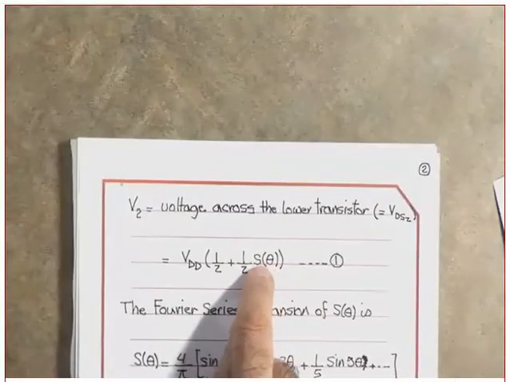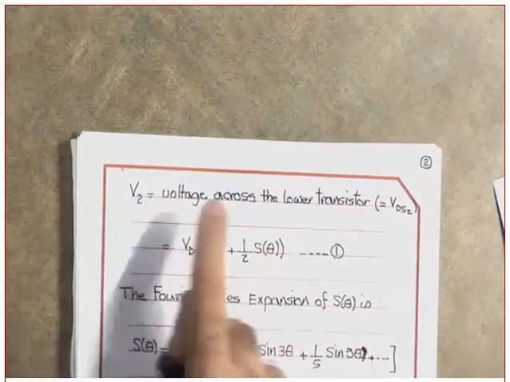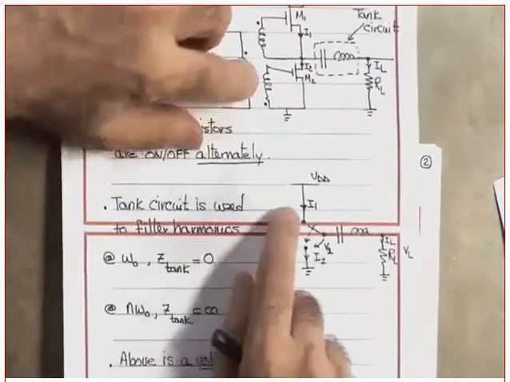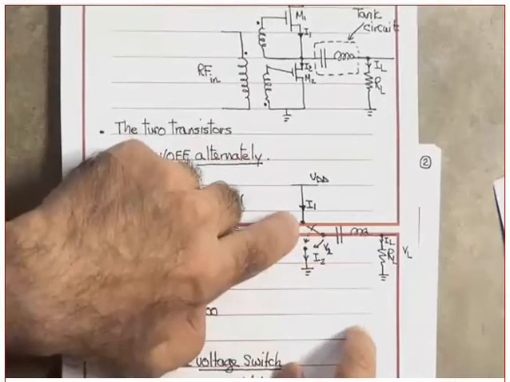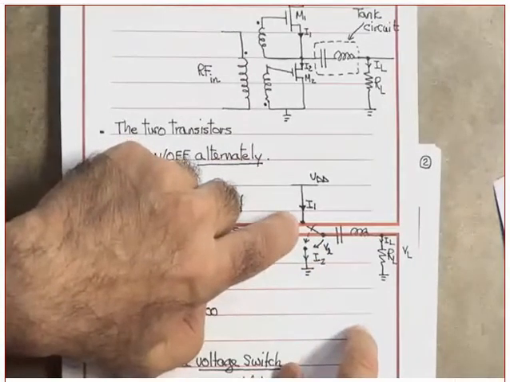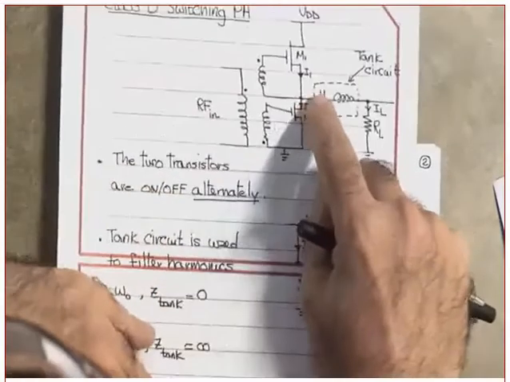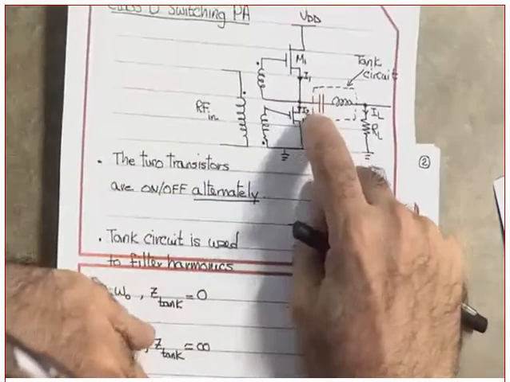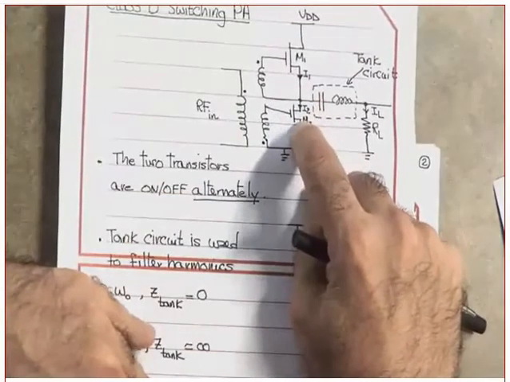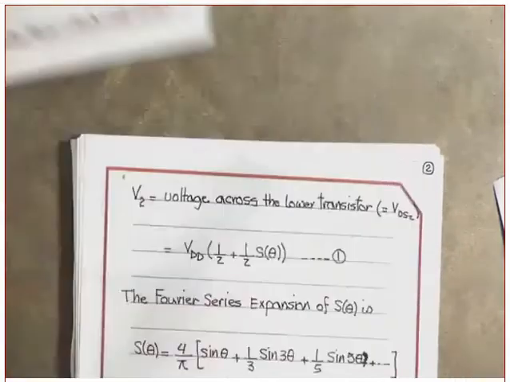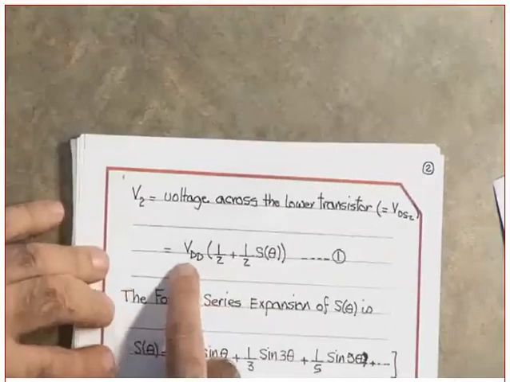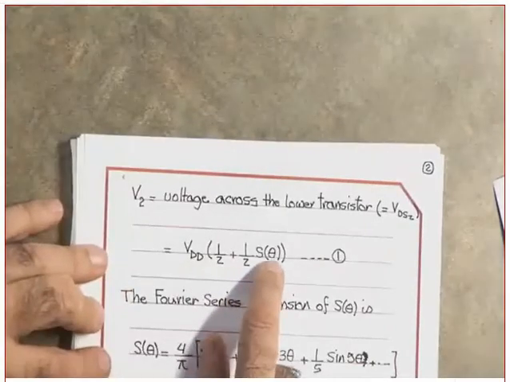If S of theta is equal to 1, what does that tell you? The voltage across the lower transistor. Where is the switch, by the way? The switch is up at this point. Yes? What is the voltage across this? It's VDD. Yes or no? It's VDD. So it's VDD times 1/2 plus 1/2 S of theta.